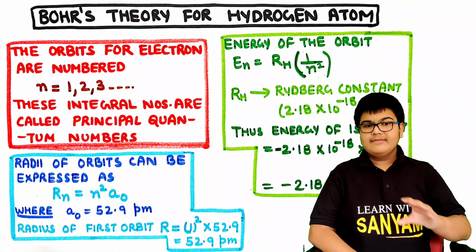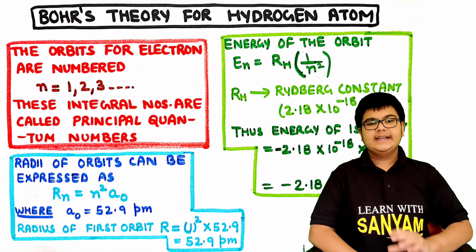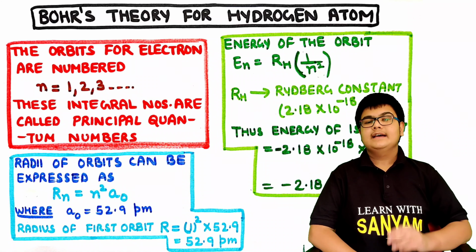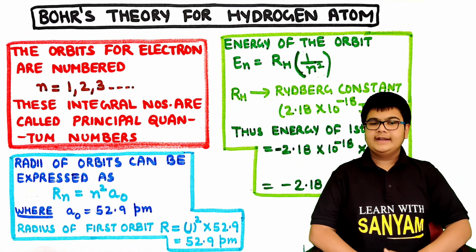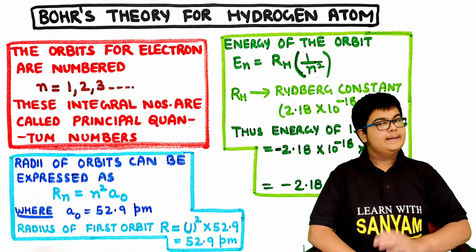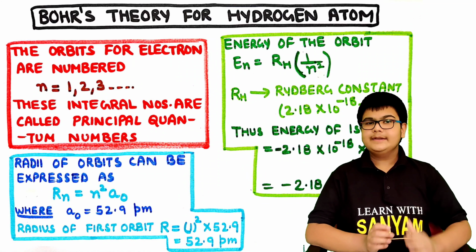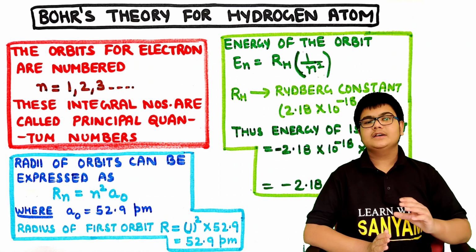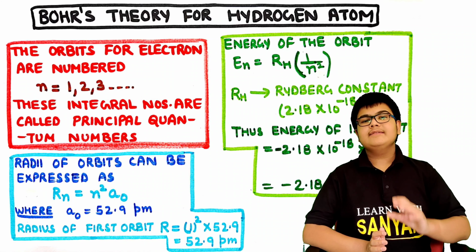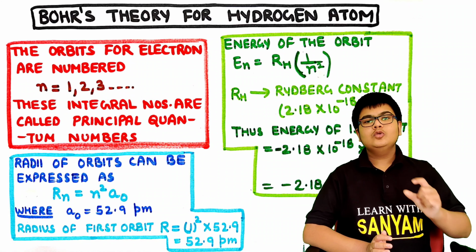So putting these values, we can find that the radius of the first orbit, that is R1, will become 1 square into 52.9, that is 52.9 picometer. And similarly, we can calculate the values for radius of second, third and fourth orbits by putting the values of n as 2, 3 and 4.